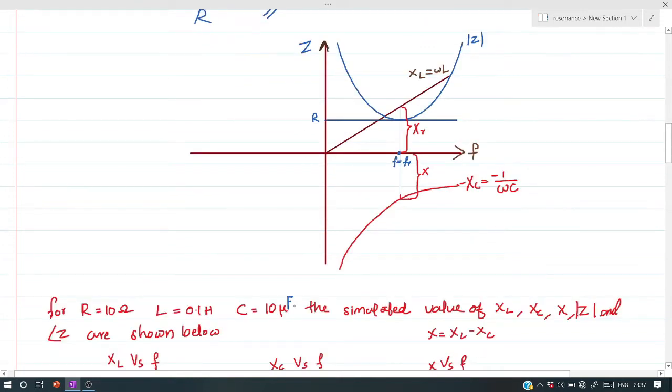Now let's consider a series RLC resonance circuit with R equal to 10 ohm, L equal to 0.1 Henry and capacitance as 10 microfarad. Let's simulate this circuit with the help of MATLAB.